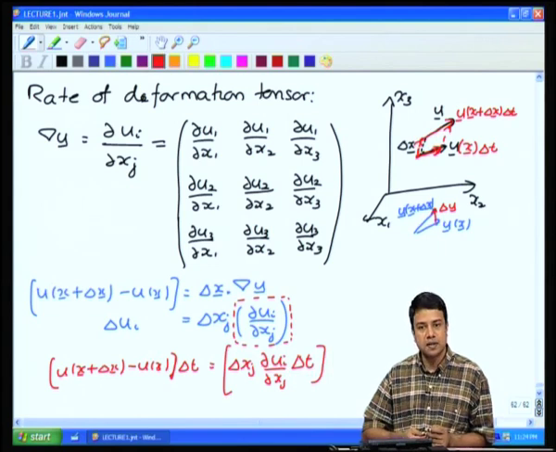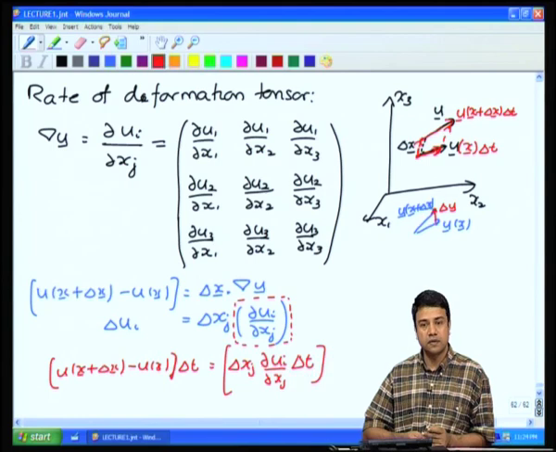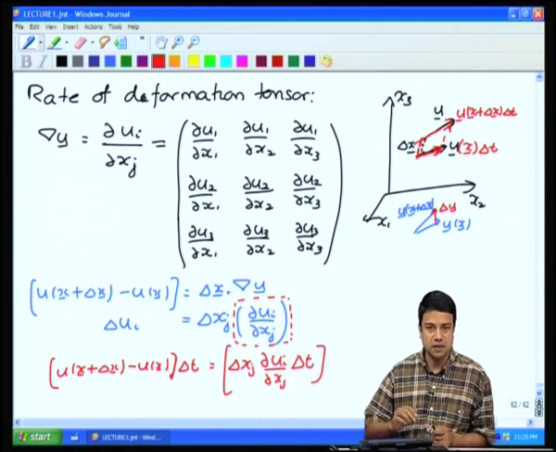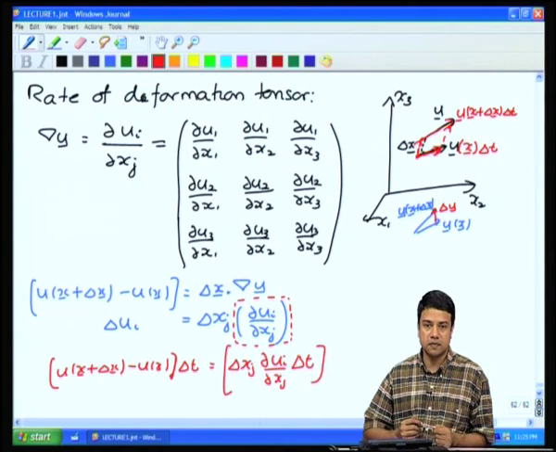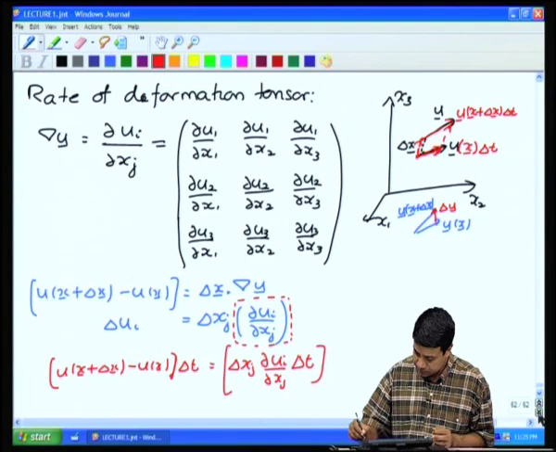Now, this velocity gradient is a second order tensor. It has 9 components, and you can of course write down the components in different directions. However, there is a fundamental way in which you can classify deformation on the basis of what are the fundamental invariant components of this rate of deformation tensor. Let me just explain that a little bit.